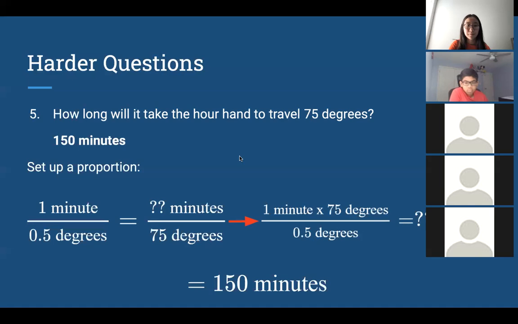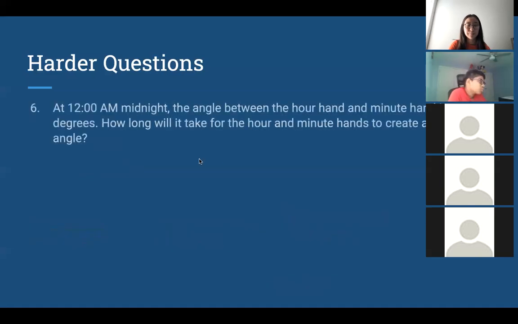All right, so we're running a bit short on time. So here's a harder question that looks more similar to what you're going to do on the AMC. And I'm going to walk you guys through how to do this one. At 12 a.m. midnight, the angle between the hour and minute hand is 0 degrees. They're right on top of each other, pointing at 12. So how long is it going to take for the hour and minute hands to create a 33-degree angle?